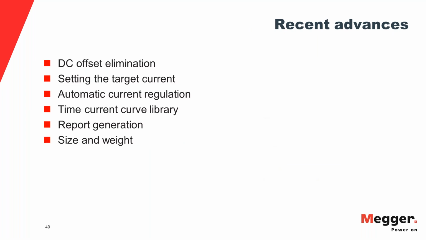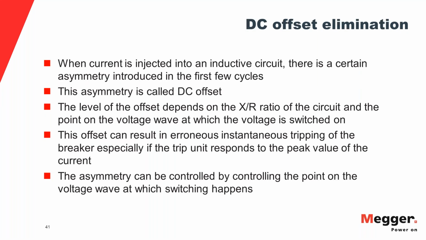There are various aspects of primary injection technology. We'll see how technology has helped in those various aspects. Let's start off with DC offset. DC offset is an asymmetry which is observed in the first few cycles when current is suddenly injected in an inductive circuit. In an inductive circuit, the current is supposed to lag behind voltage. So if you switch on the voltage at voltage 0, for example, the current also starts from 0, as obviously the circuit was an open circuit and you're suddenly closing it. Now that is in contradiction to how an inductive circuit should behave.